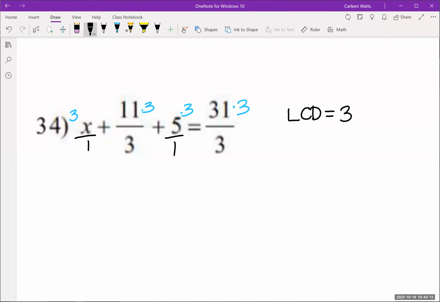Okay, now let's bring it down. What does this become? Oh, sorry. We're not bringing it down yet. What do I do here? Cancel, right? 3 on top, 3 on the bottom. What do I do here? Cancel, 3 on top, 3 on the bottom. Okay, now we're going to bring it down. What does that become?